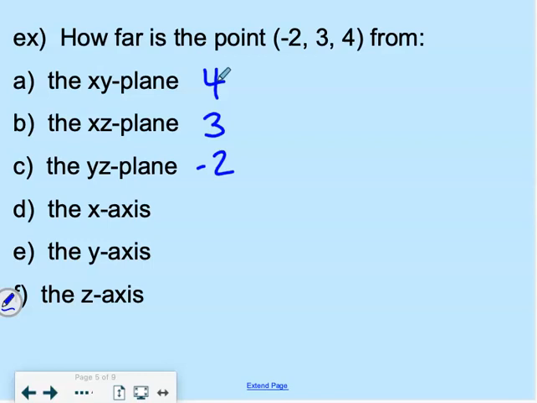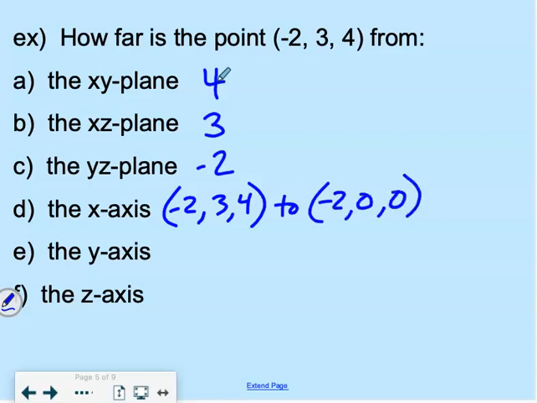So you're going from (-2, 3, 4) to (-2, 0, 0). And when you do that distance, using your Pythagorean theorem, you get 5. So well done. That took some thinking. Good thinking.